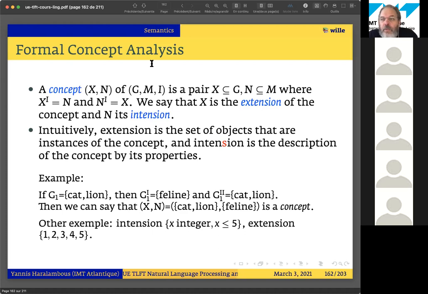Now, what is a concept in this theory? It's a pair, (X, N), where X are objects and N are features. And this pair is such that Xi equals N and Ni equals X. This means that a concept is a pair of objects and of features of these objects. And these objects must be such that the set of features is the set of common features of the objects, exactly. And the set of objects is the set of all objects having exactly those features.